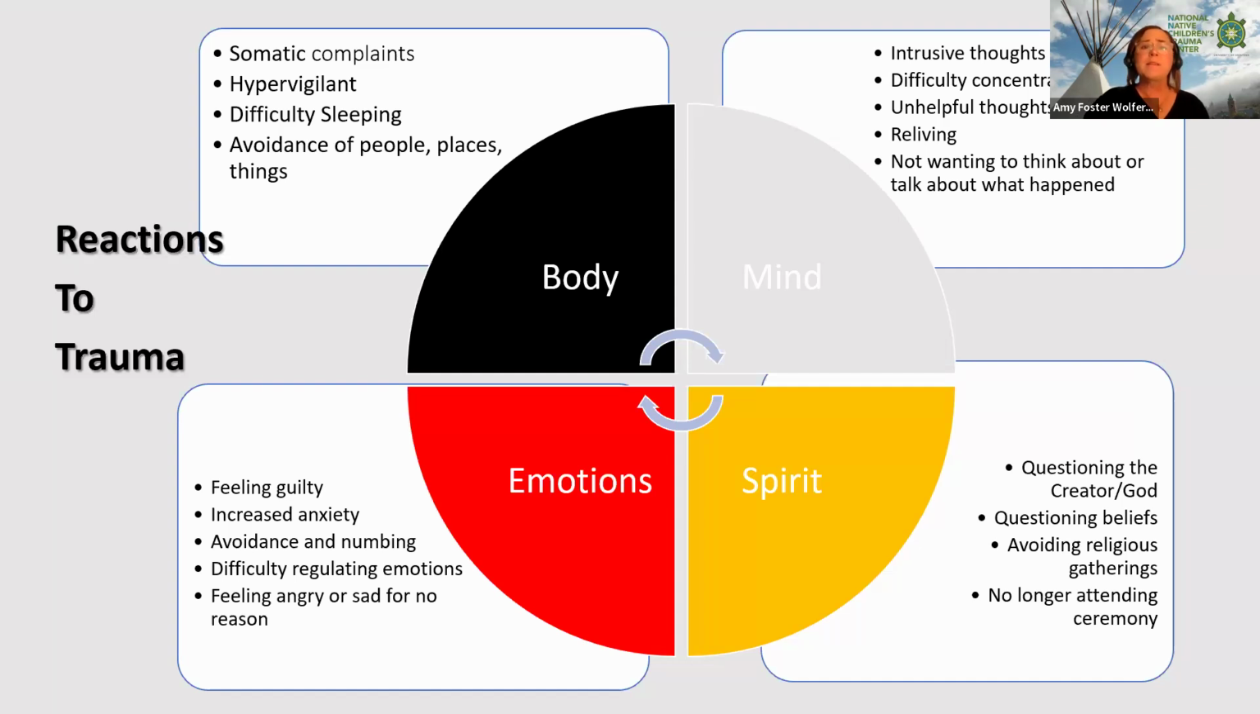Mentally, we may have intrusive thoughts about the trauma that are really difficult to control or stop, and it can make it really hard to concentrate and be present and engaged in the moment. We might also develop some unhelpful thinking patterns, kind of perceiving that the world is a dangerous place or that people are out to harm me. And we might feel at times like we're actually reliving the trauma that we experienced, and we may not really want to think or even talk about our trauma just to avoid the hard feelings that come with those memories.